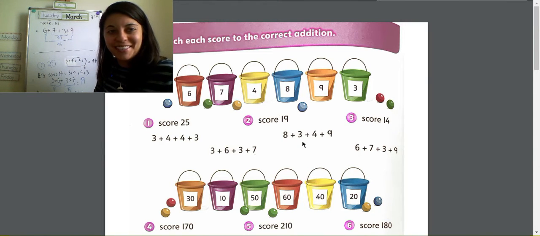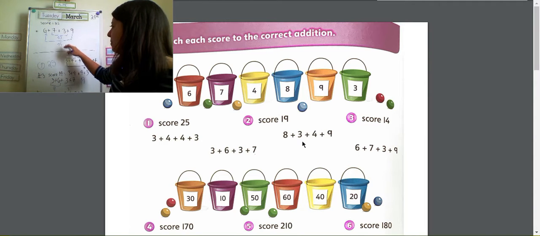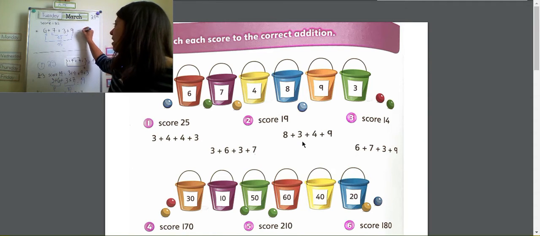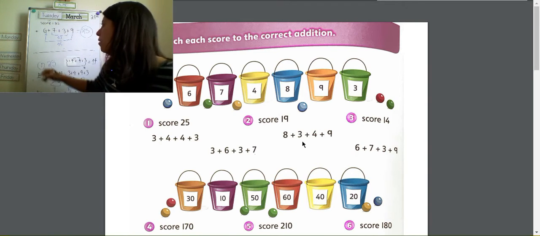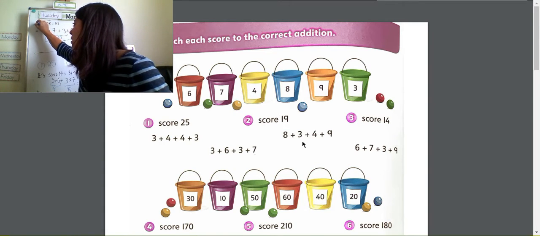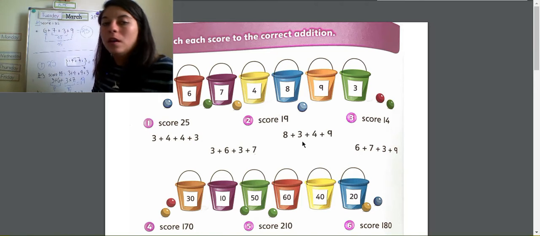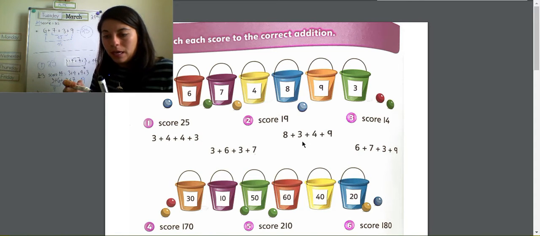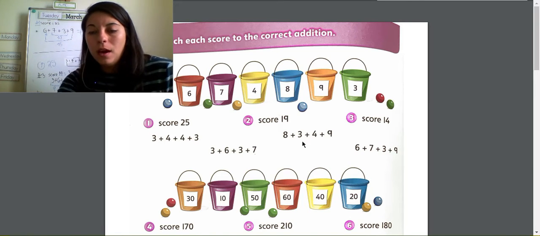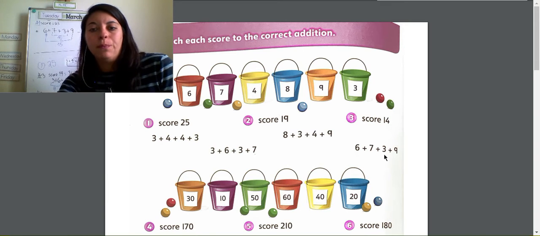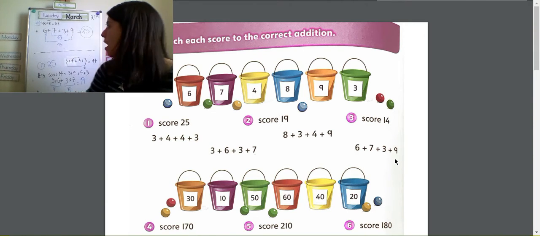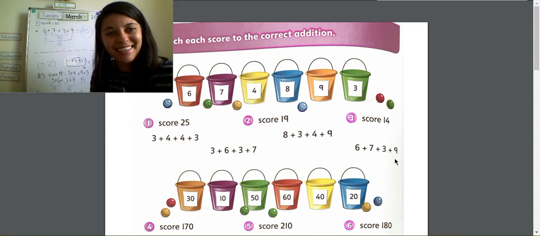Now, I don't know if you noticed, but it's right there. Look at it. It's in our faces. 10 plus 15 equals 25. Ta-da! We have found that number 1, the score is 25, is actually the sum of 6 plus 7 plus 3 plus 9. Yay!